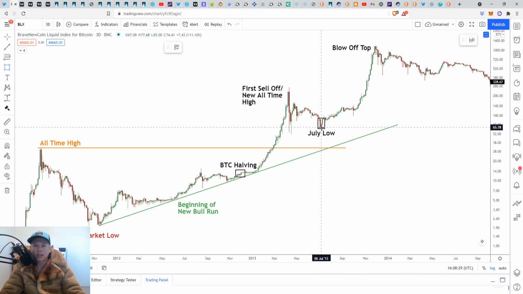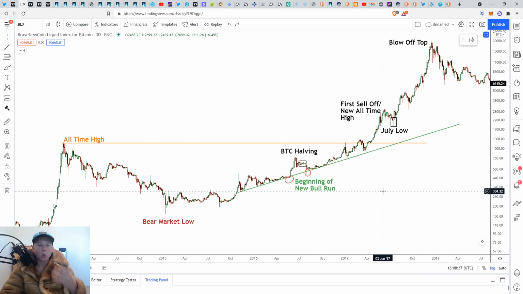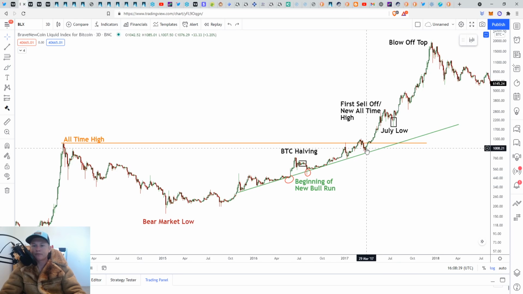We capitulated at $64 and we peaked at $1,150. That's what took us to the final blow-off top of that cycle. What happened in 2017? We get this big run up, we get this first sell-off, and then we capitulate in July. Once again, the same July time frame. We bottom here at around $1,800, and we ended the year up here at $20,000.